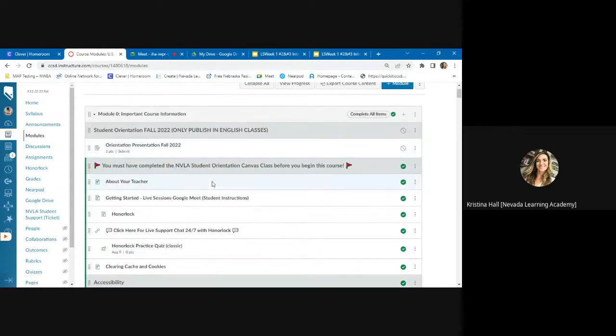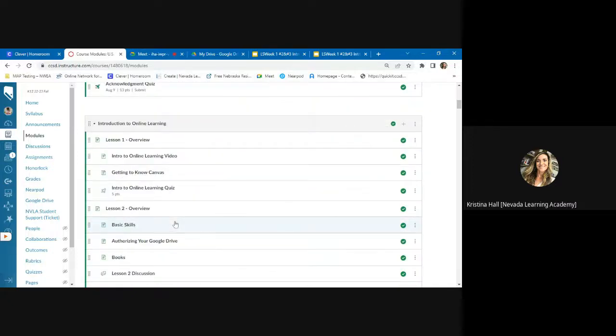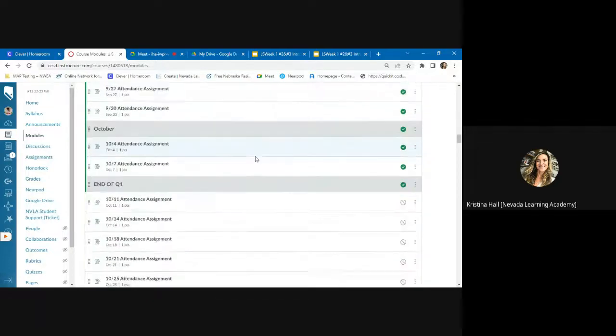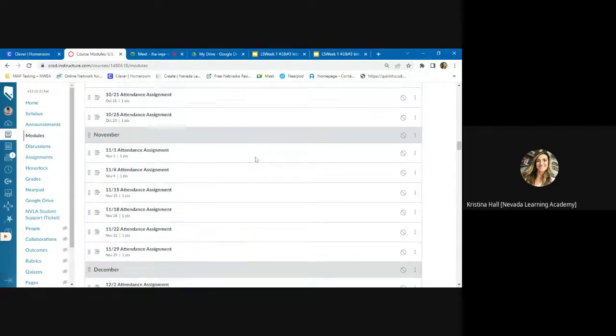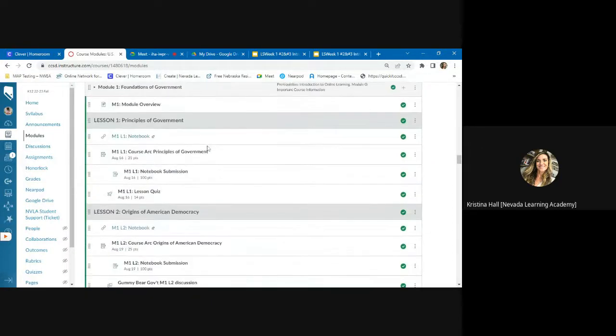So before you can get into your notebook, you have to make sure you've done Module 0. This was your assignment last Tuesday on the 9th. You have to do the intro module, and then there's the attendance module that you got to do every Tuesday and Friday. There's the scholars module for attendance, and then we're working in Module 1.1.